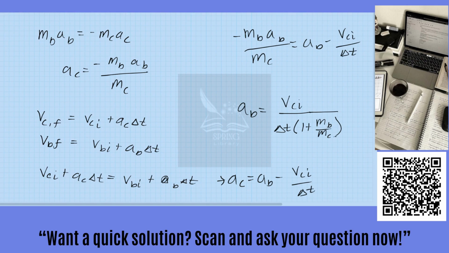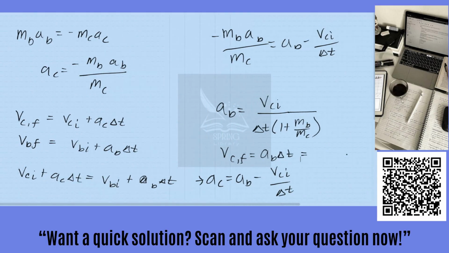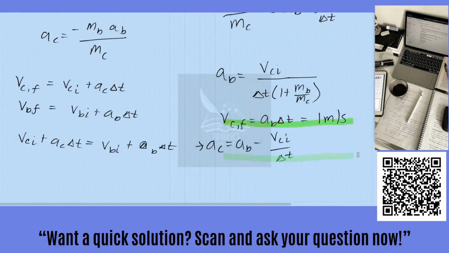And if we know the final velocity is AB delta T, plugging in all of this information, we get a final velocity of 1 meter per second. Part B, the force.